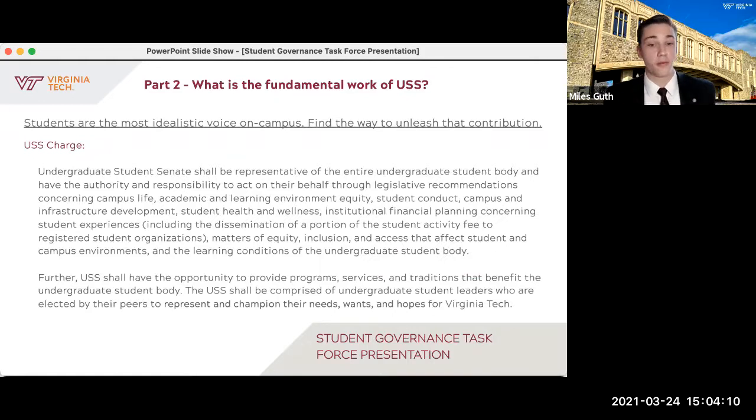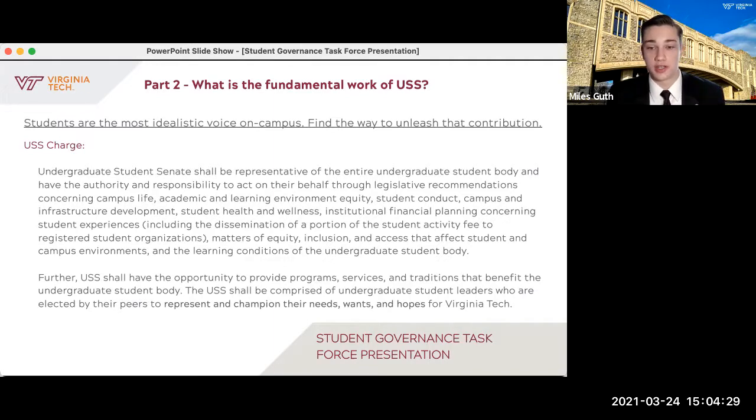So another big question, what is the fundamental work of the USS? What are we going to be doing with our time? The USS is going to be the most idealistic voice of the university, and we think this charge that we've written out unleashes that. I'm going to read the charge in its entirety for everyone.